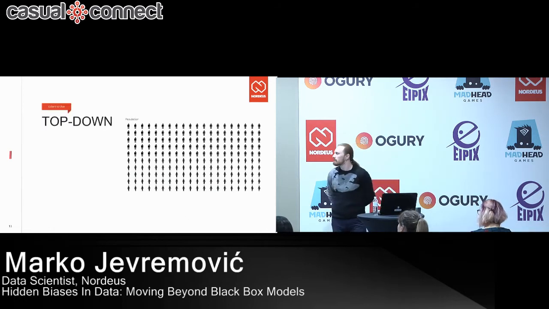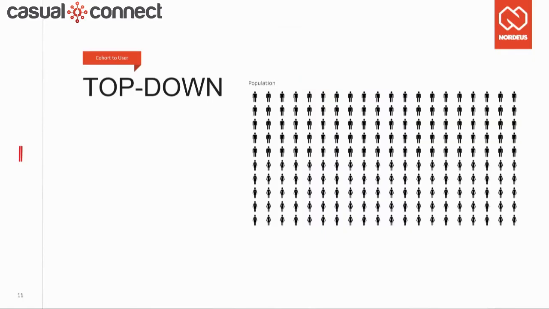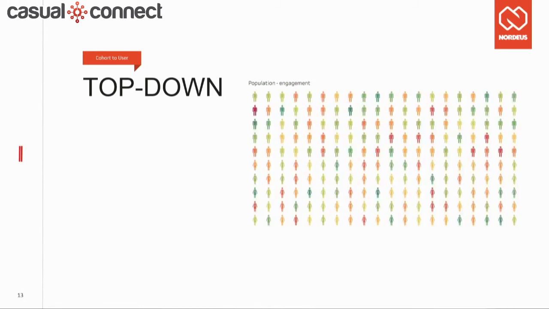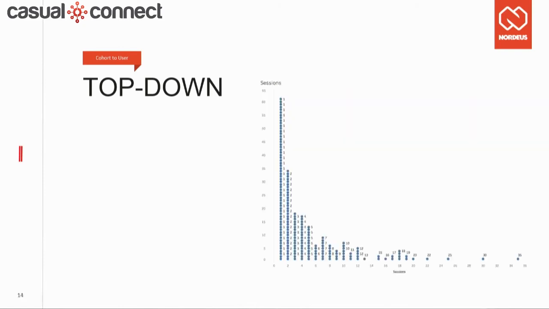So how it works: if I have this population of users in a cohort, I randomly generate an engagement score for each of them. At the moment of generation, it's just a random number, which we're going to represent like this. So green is higher. And then let's say I want to define how many sessions each of the users is going to have.